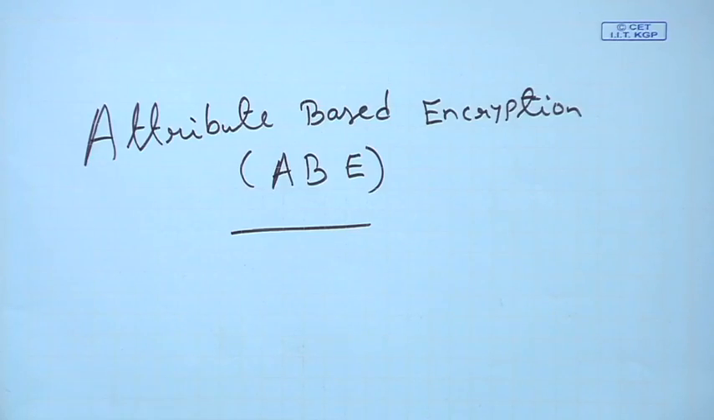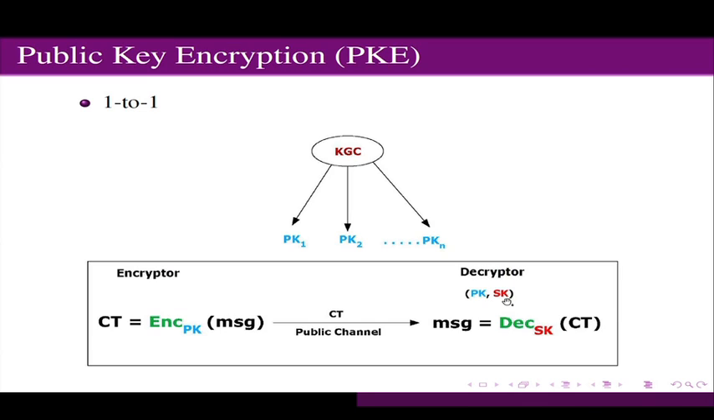Okay, so we talk about attribute based encryption. There we will see how we can use the attributes to encrypt. This is basically a public key encryption, PKE, setup. In public key, what we have seen, it is basically one to one. We have a public key generation center which gives us the public keys, or every user has its own public key private key pair.